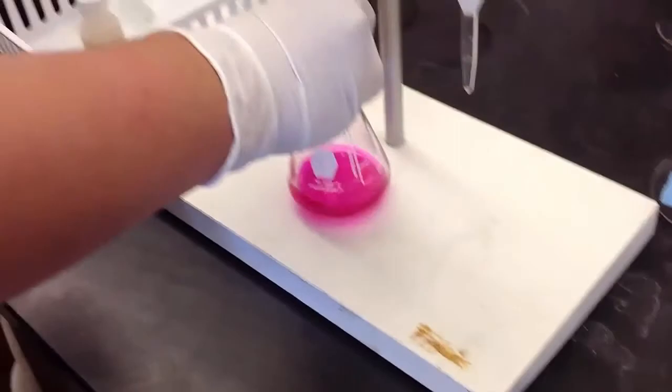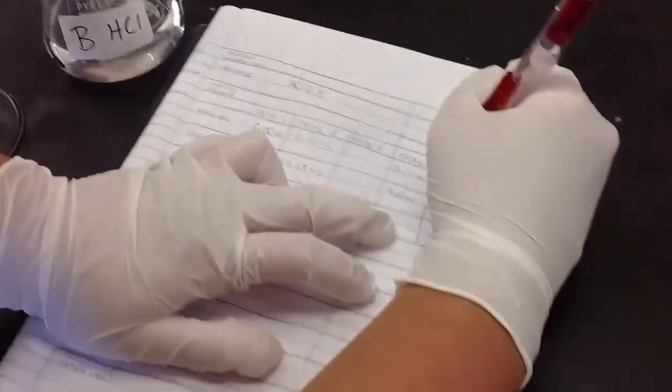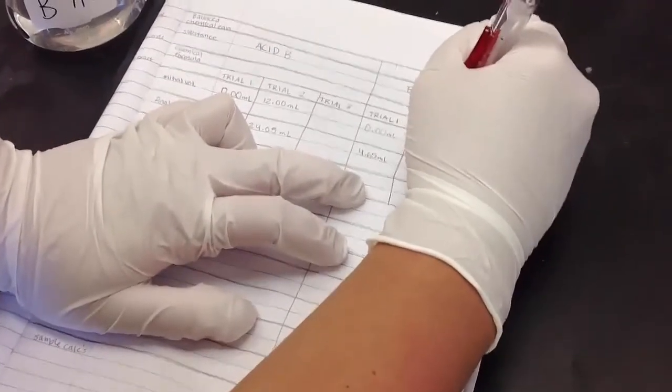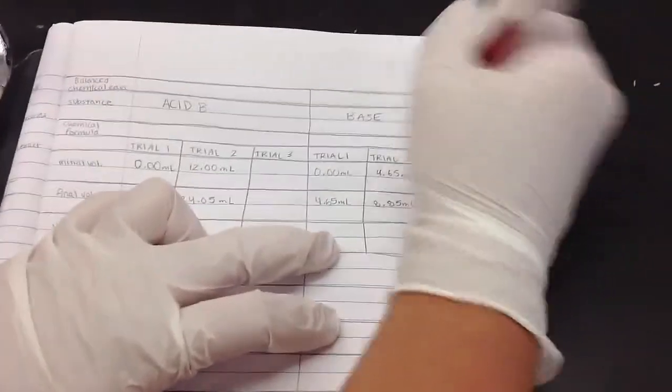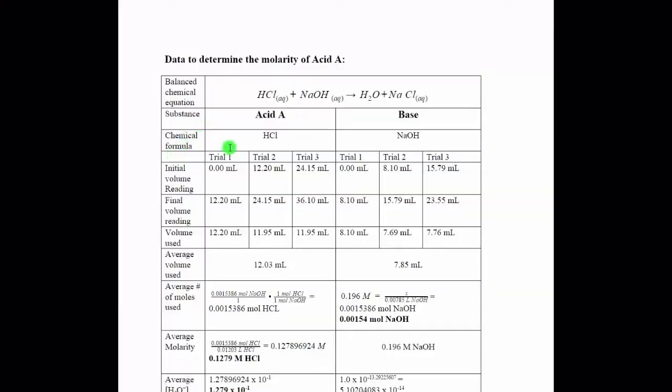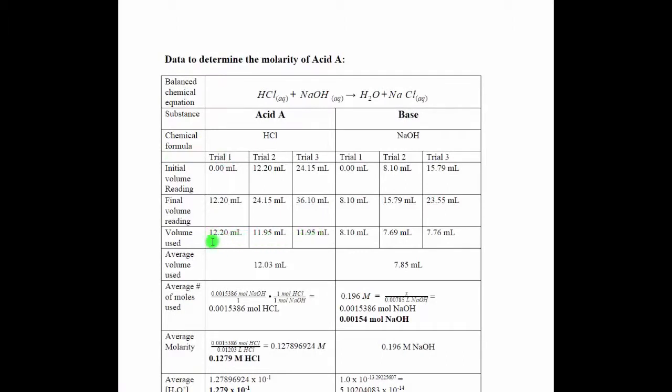The initial volume reading on the burette was subtracted from the final reading. This was the exact volume of the base released into the flask, recorded to the nearest 0.01 milliliters. The volume used was derived from subtracting the initial volume from the final volume reading. The average volume was derived from adding the 3 trials together, then dividing by 3.